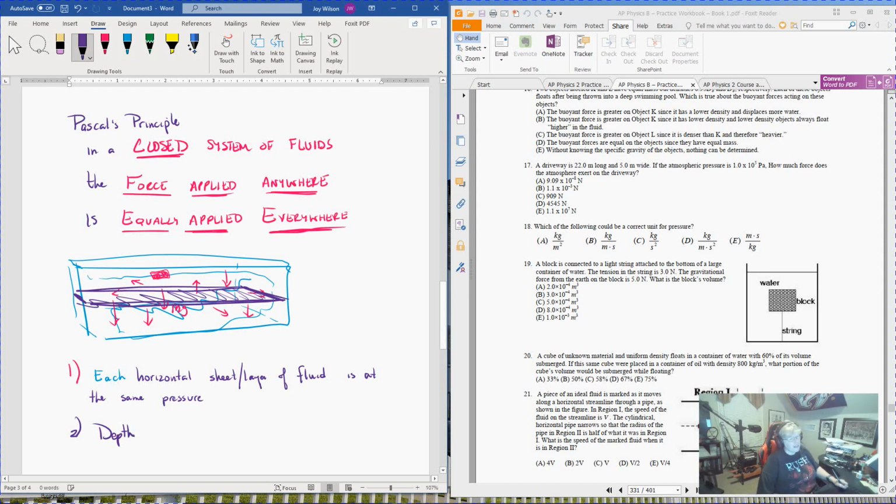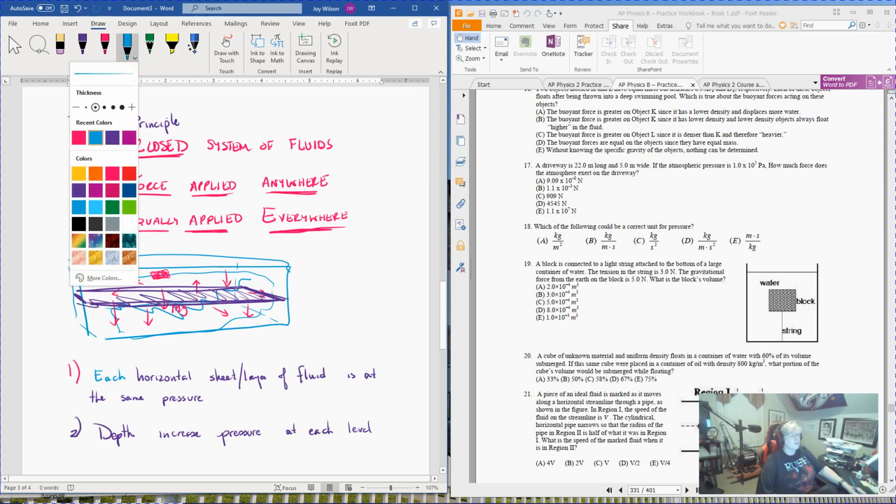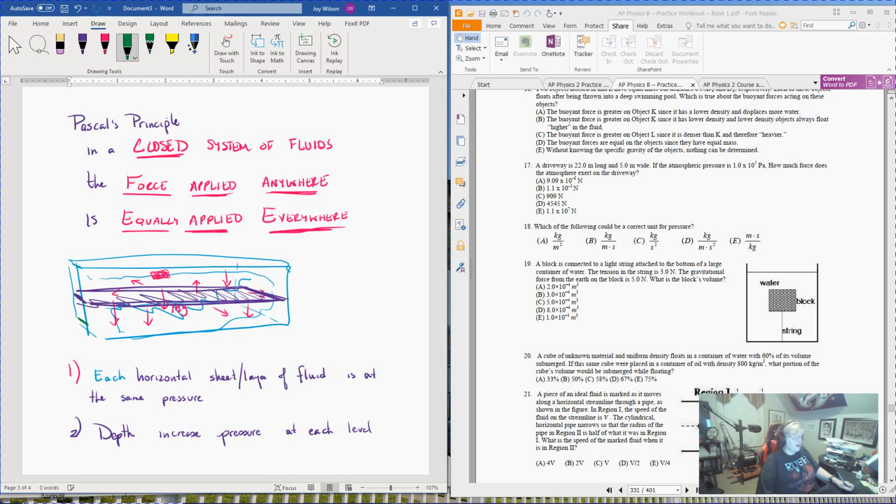However, the second part says that deeper depth increases pressure. Depth increases pressure at each level. So if you go lower in the fluid, if I pick another layer of fluid down here that is below the top level, this one has P2 greater than P1 because it is at a lower depth.